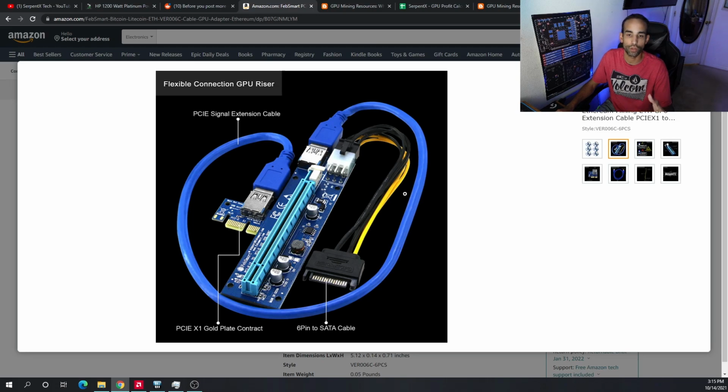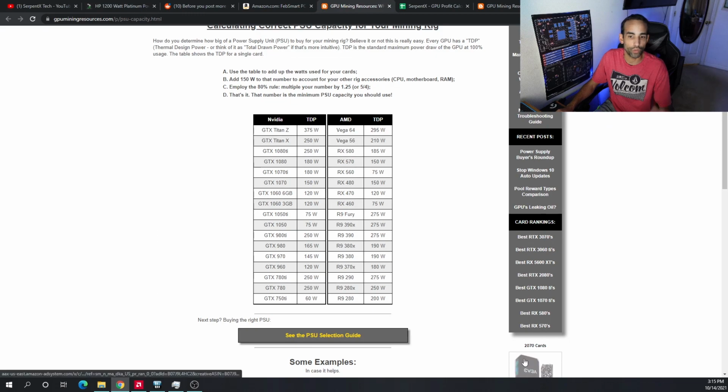But there's plenty of good information out there, and there are resources that actually give you the power draw of each GPU. Not this one, this one's not updated. It doesn't have the 3000 series, doesn't have the 6000 series, but there are links out there with that information.